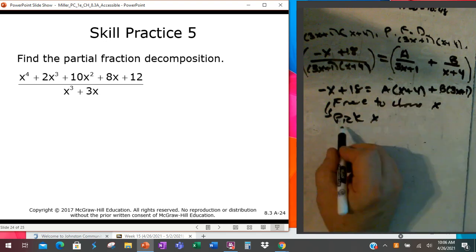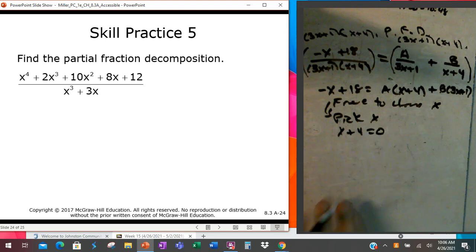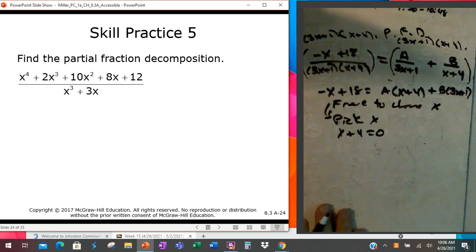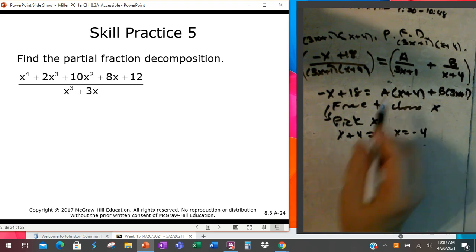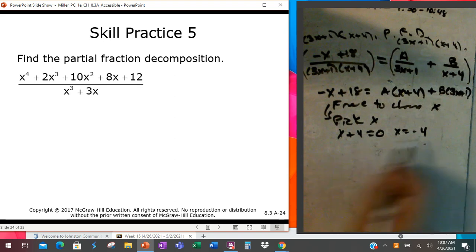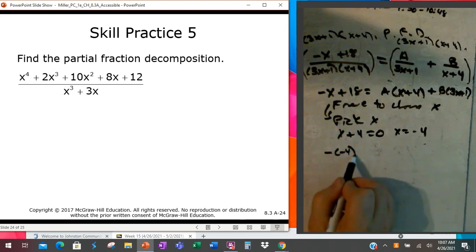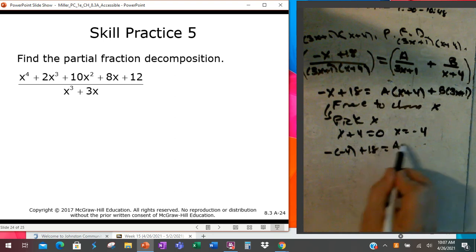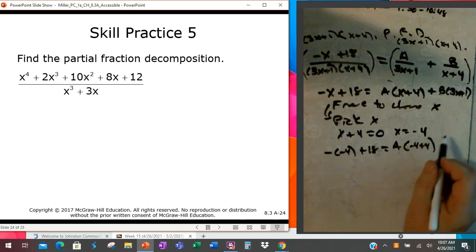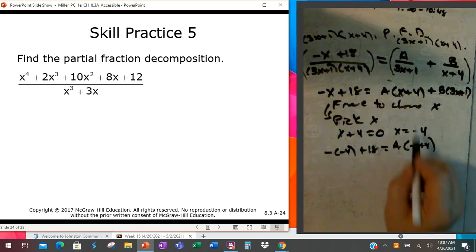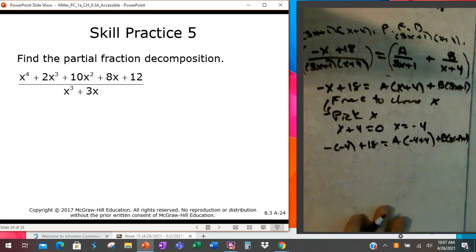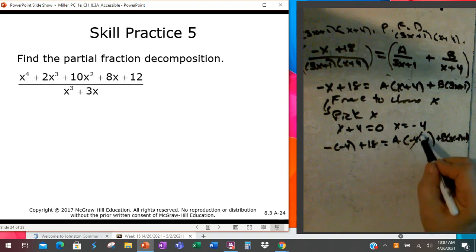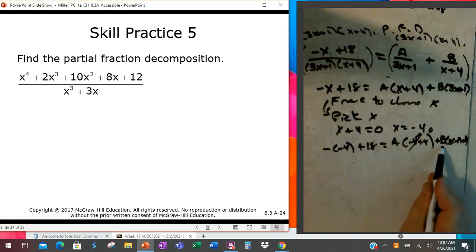So here I'm going to set that equal to 0. So x is equal to -4. And then if I put in -4 here, I get -4 plus 18. Here's my -4, here's my 4 plus b, 3 times -4 plus 1. Once this goes, I picked that number to make that equal to 0, and now I just have an equation in B.